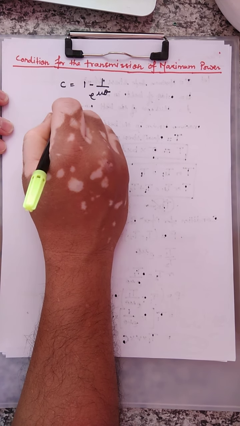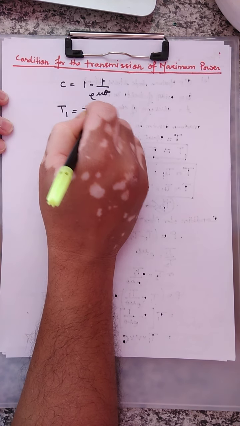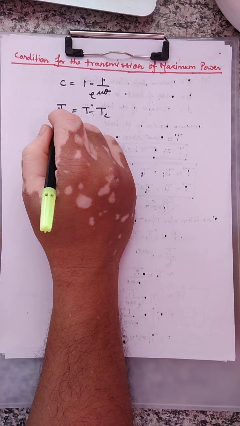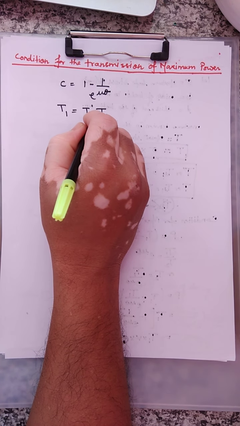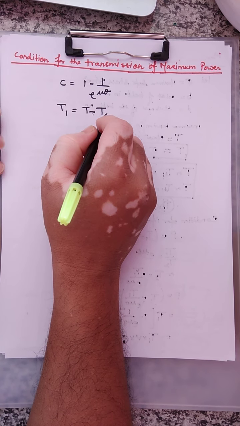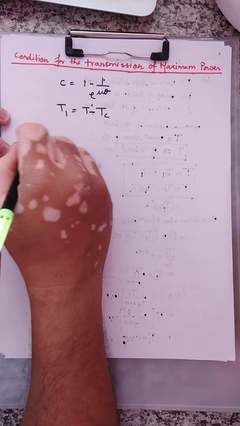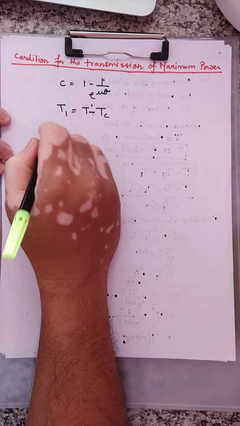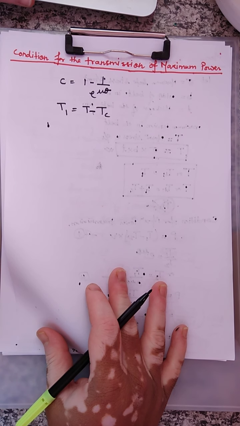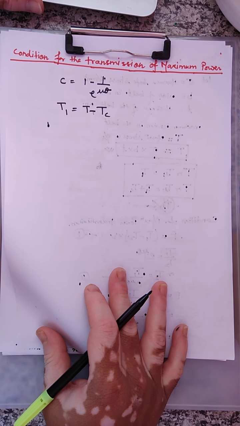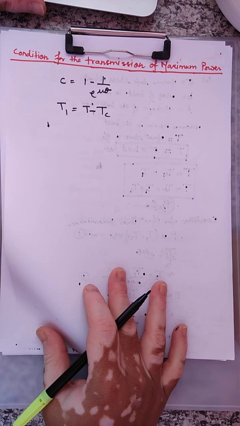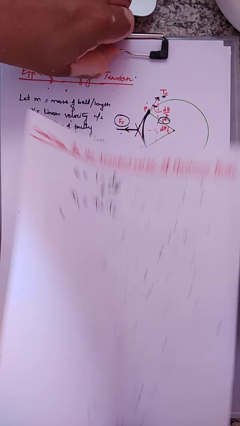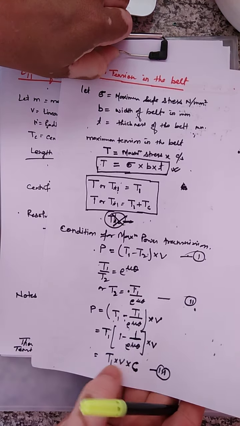And as we know that T1 is equal to T minus Tc, that is, the tension in the tight side will always be maximum tension minus centrifugal tension, as you know that. Now substituting the value of T1 in equation number 3. As we already have, P is equal to T1 into V into C as our equation number 3.